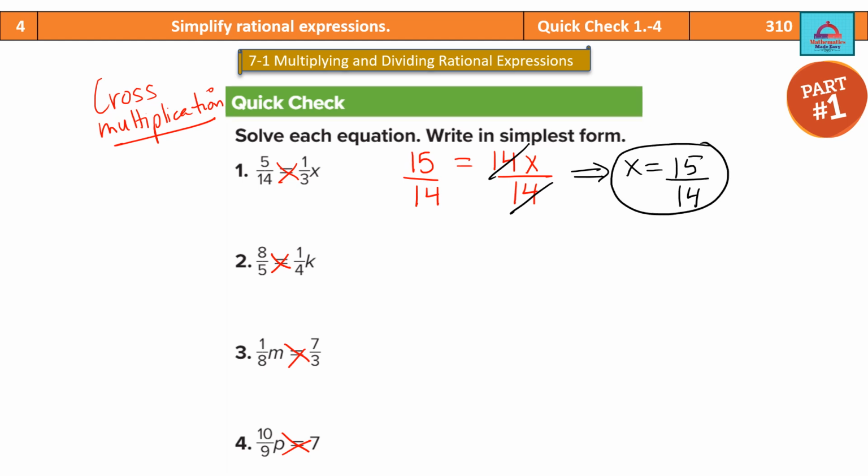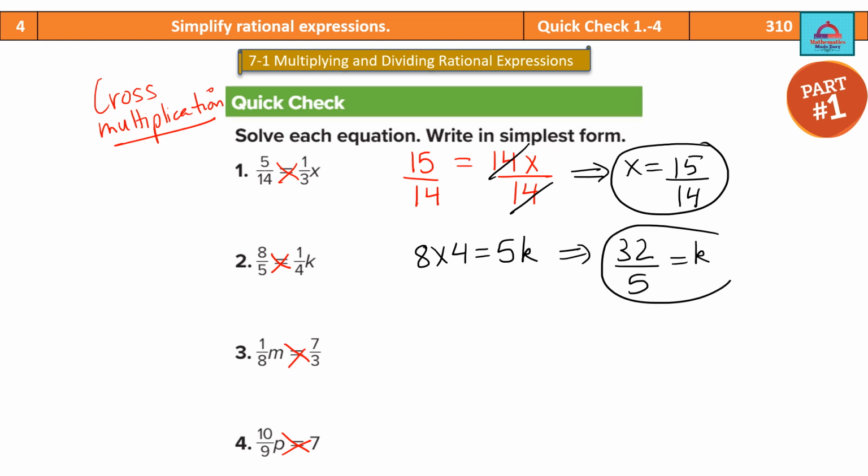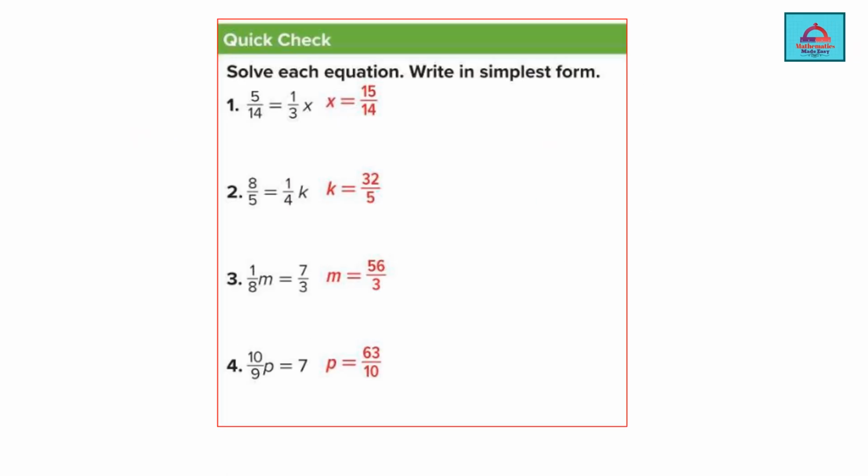Next one, I'm going to cross multiply. 8 multiplied by 4 is equal to 5 multiplied by k. That's going to give me 32 over 5 as the value of k. So in all questions we are just cross multiplying and isolating the variable. So your m is 56 divided by 3 and your p is 63 divided by 10. I have given the answers in terms of fractions. If in your ministry exam you have to convert them to decimals, then you may divide and round your answer to 1 decimal place.